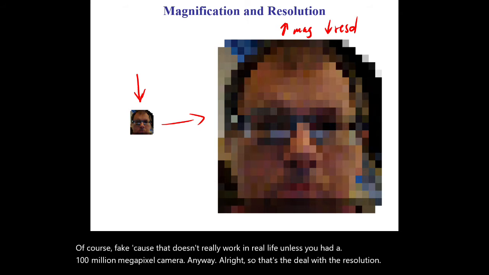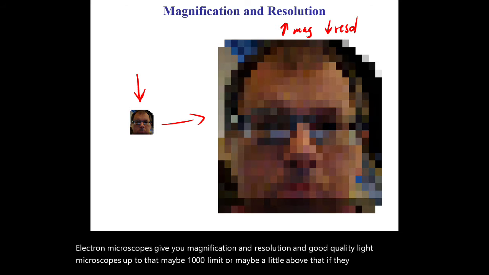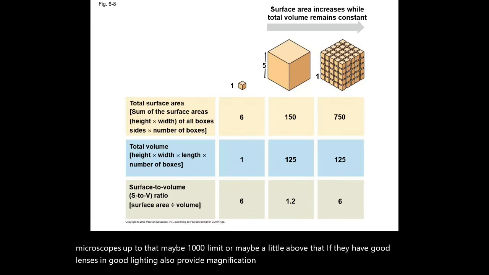Electron microscopes give you magnification and resolution, and good quality light microscopes up to that maybe 1,000 limit, or maybe a little above that, if they have good lenses and good lighting, also provide magnification and decent resolution.